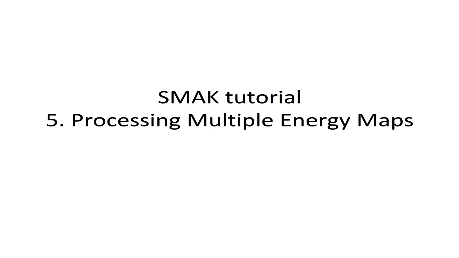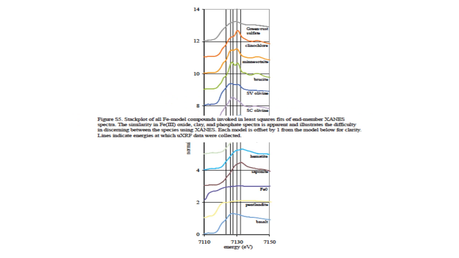So the next thing that we're going to learn how to do in SMAK is processing multiple energy maps. The objective of multiple energy mapping is to produce maps of the different phases of your element of interest. We accomplish this by mapping at several different energies across the absorption edge of the element of interest, indicated in the figure by the vertical lines. In this example, you can see that there are unique features in the absorption edge that are captured by mapping at these discrete energies.